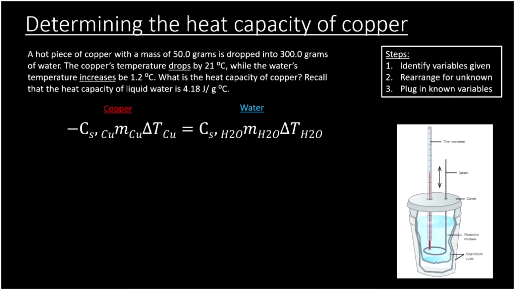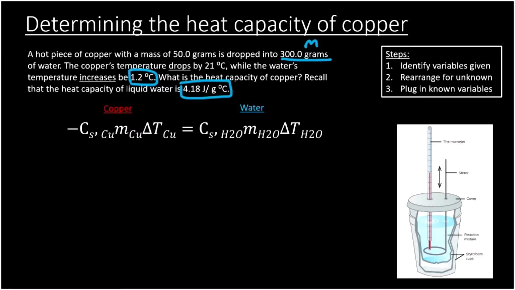So here we have our copper and water equation that we just wrote. And notice I put all those subscripts for water and copper on there, and that's because there's multiple masses and multiple temperature changes in this problem. So really important that we keep track of those carefully. The first step here is going to be to identify the variables given. Okay, so that means we need to identify the heat capacity for water, the mass of water, and the temperature change of water. I'm going to underline those in blue. The mass of water, 300 grams. The change in temperature for the water is an increase of 1.2 degrees Celsius. And then we're given the heat capacity of water, that's 4.18 joules per gram degree Celsius.